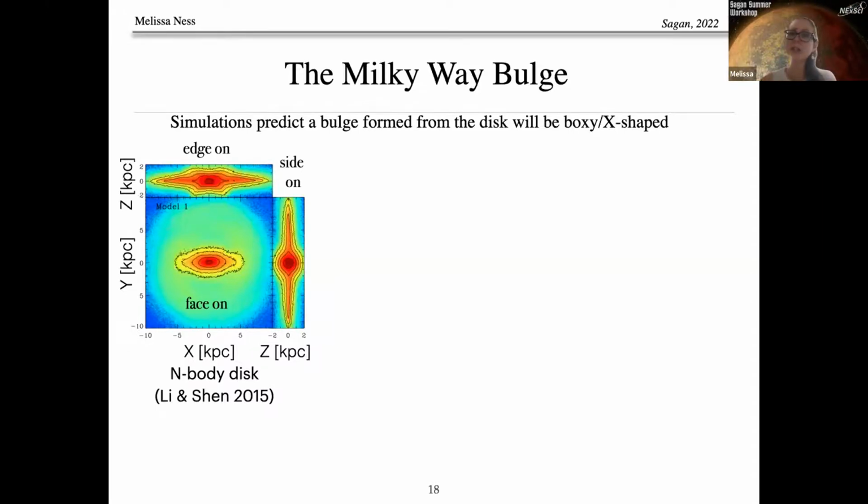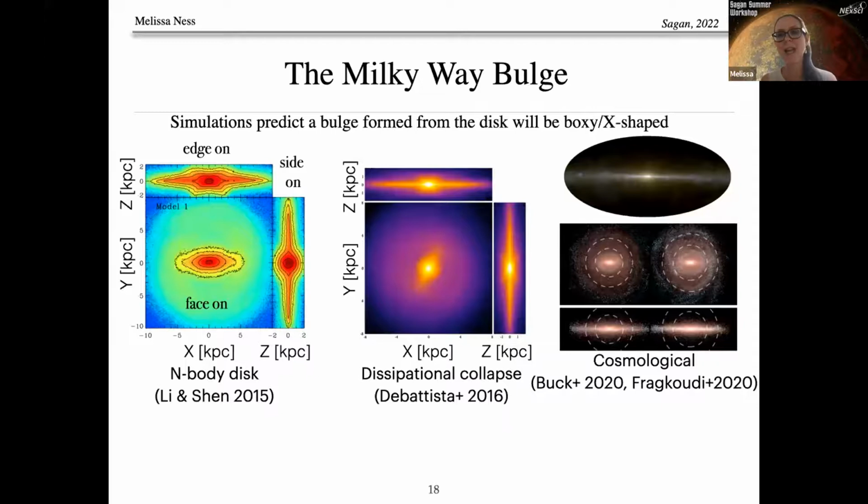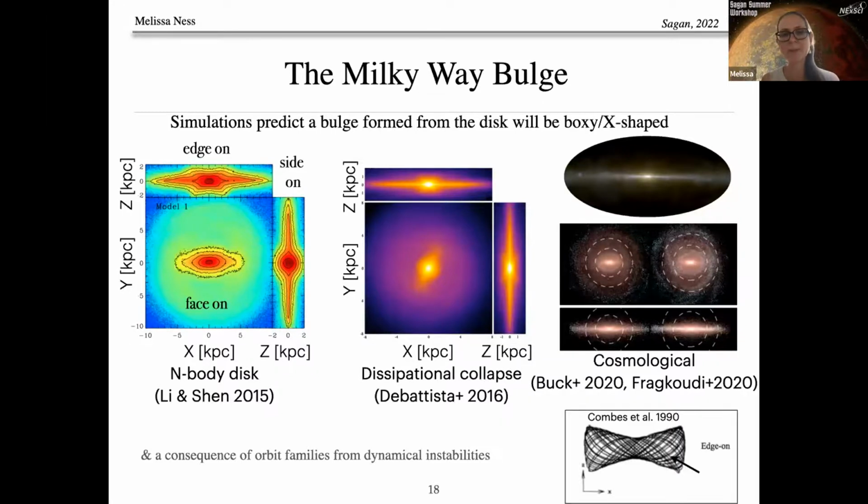Simulations show that if you start off with just an exponential disk, after a brief amount of time it experiences some instabilities, and the stars go into orbit families that trace out an X-shaped structure in the inner region. We see this in N-body simulations, dissipational collapse simulations, and cosmological simulations. This is a consequence again of orbit families from dynamical instabilities. It is a very ubiquitous thing that is seen in these sorts of simulations.